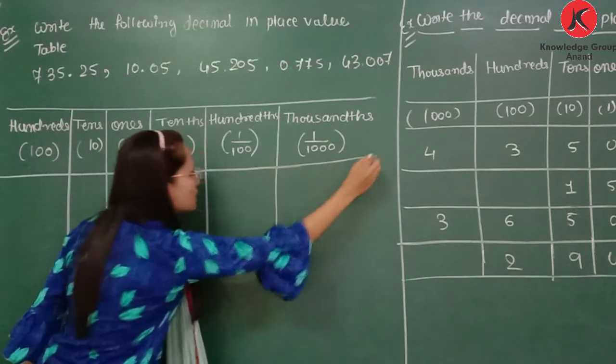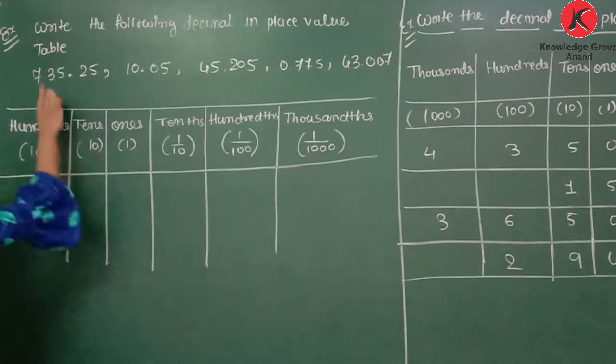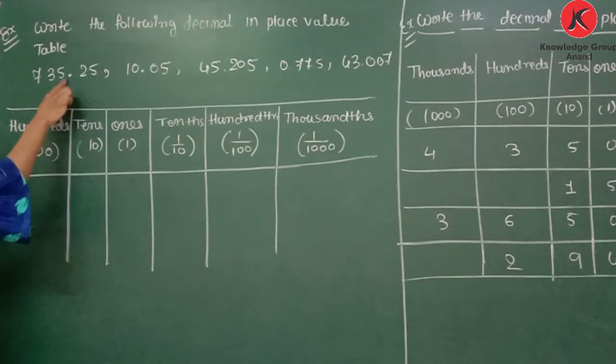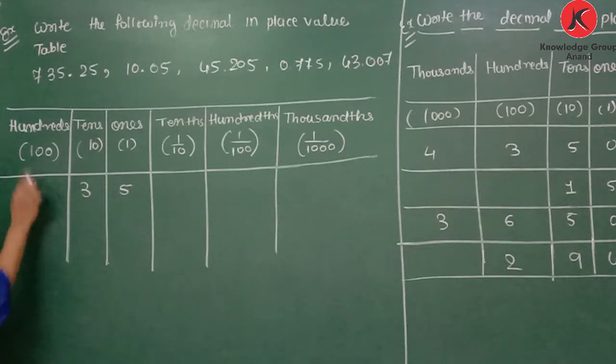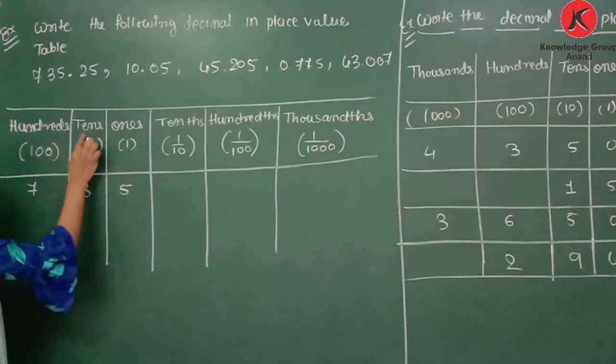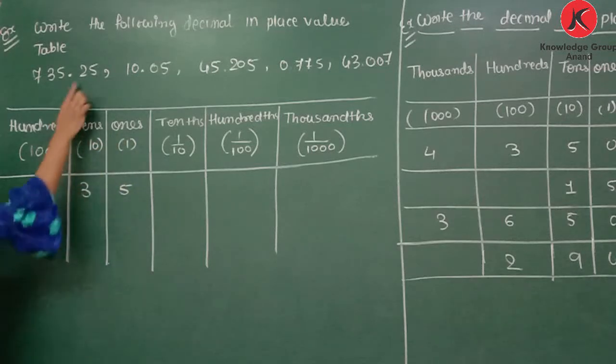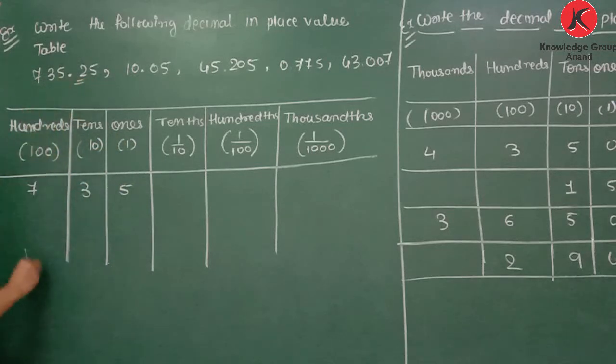Now write the digits in the place value table. For the first one, you can see 735.25. So 735 will be like this: 7 in the hundreds place, 3 in the tens place, and 5 in the ones place. Then 25: 2 is at the tenths place, so it is here.